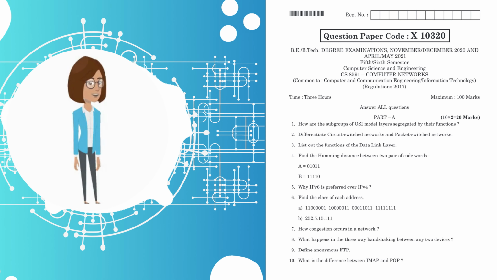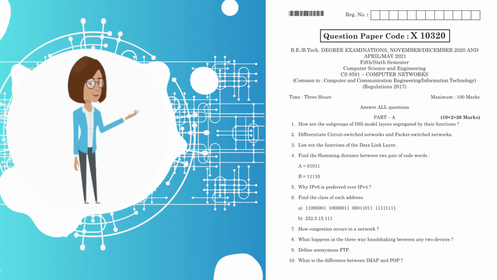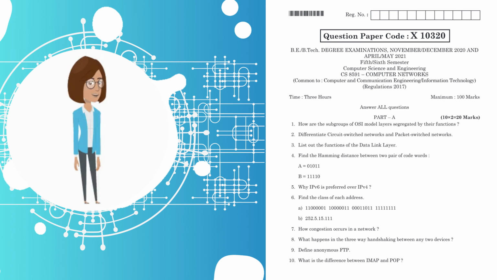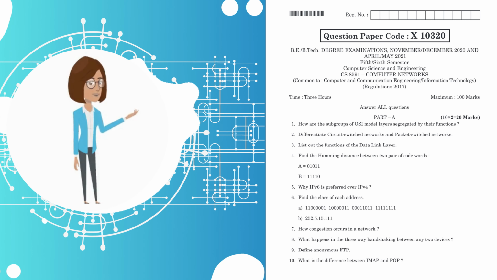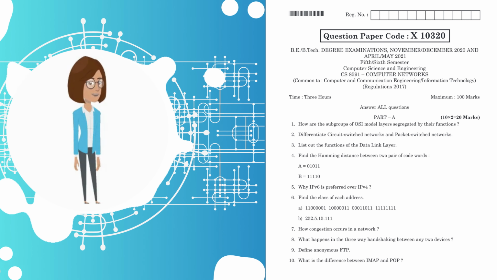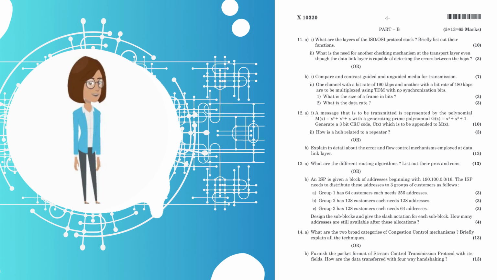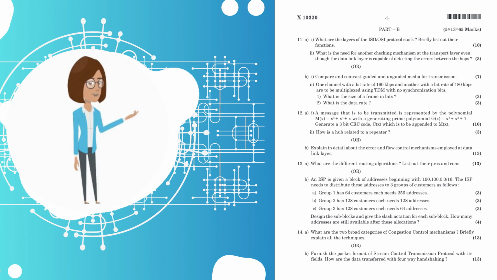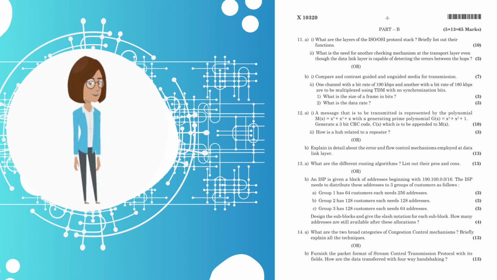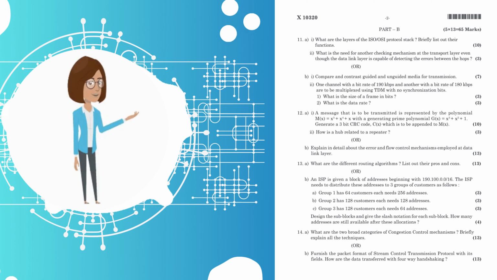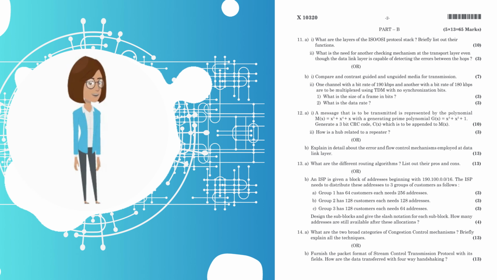8. What happens in the 3-way handshaking between any 2 devices. 9. Define anonymous FTP. 10. What is the difference between IMAP and POP? Let's move on to Part B. 13 marks. 11A. What are the layers of the ISO/OSI protocol stack? Briefly list out their functions.